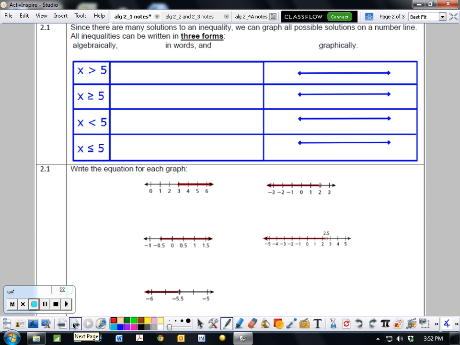Okay, since there are many solutions to an inequality, we can graph all possible solutions on a number line. All of our inequalities can be written in three forms. Our first form is algebraically. So I've got my four algebraic inequalities written there. And then our next one is in words, or verbally. So when I look at this inequality here, verbally it's saying a number greater than 5.